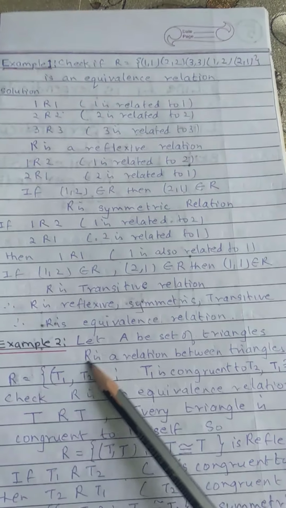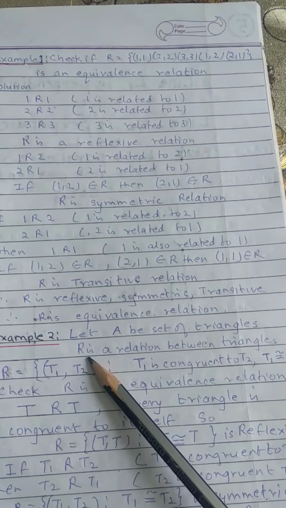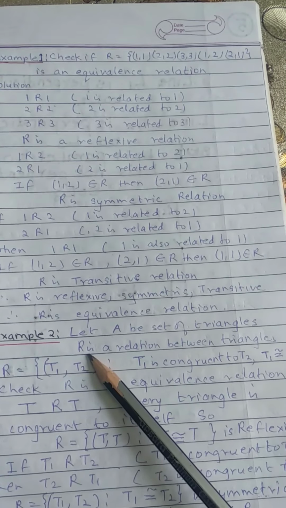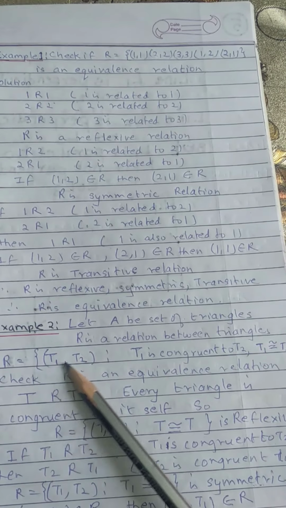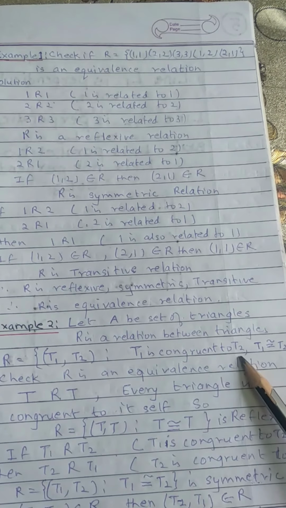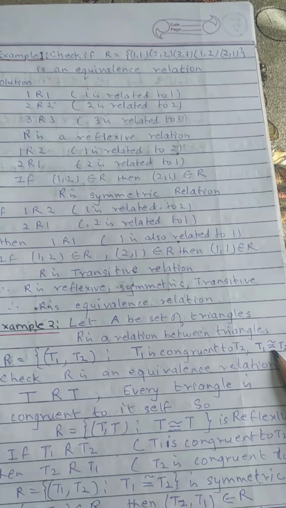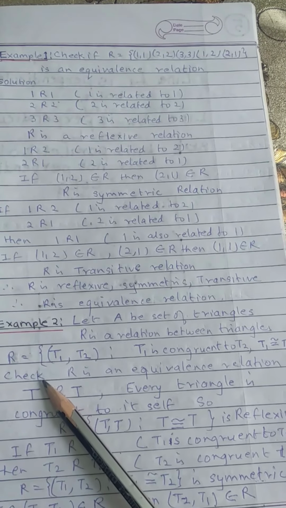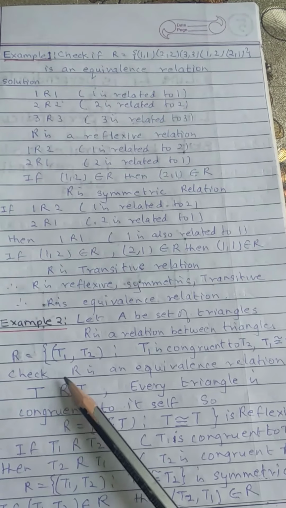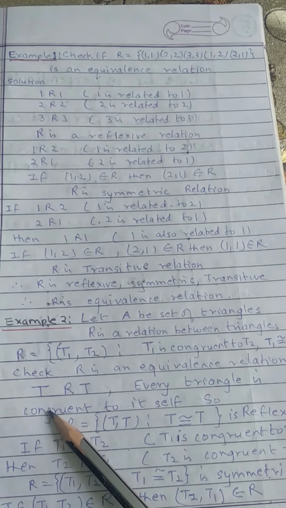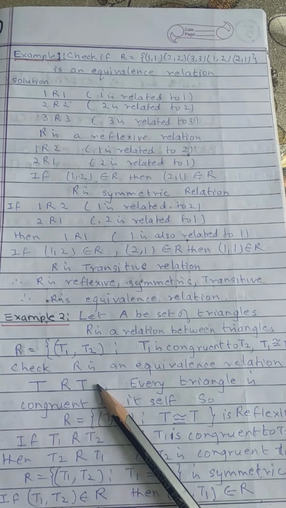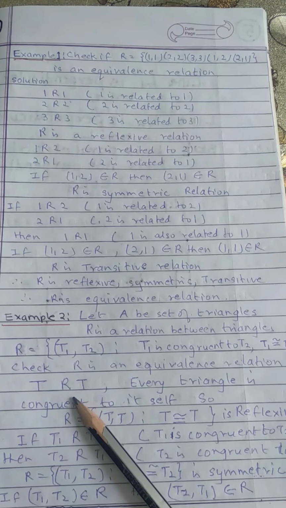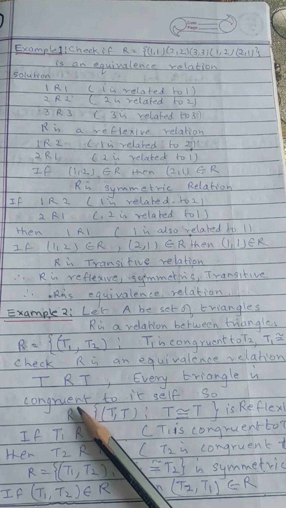Example 2. Let A be the set of triangles. R is a relation between the triangles. R is {(T1, T2): T1 is congruent to T2}. You can see the sign of congruency. We have to check whether R is an equivalence relation. First thing is reflexive. T related to T. Every triangle is congruent to itself, so it is reflexive.